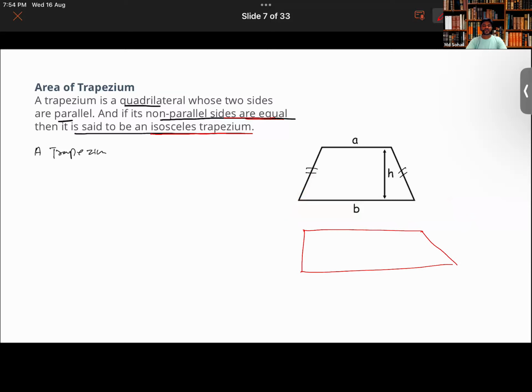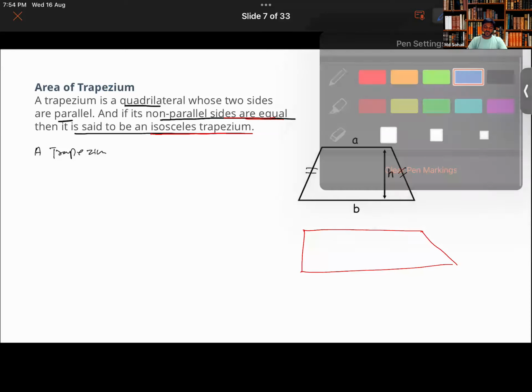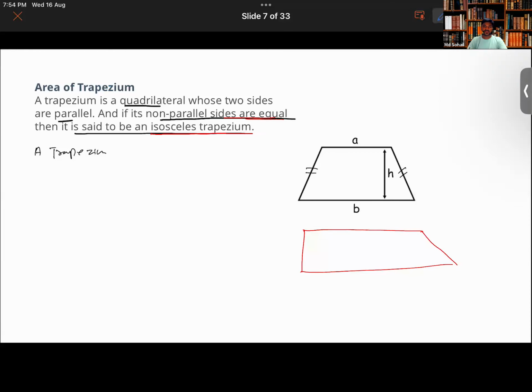One of the methods is that you will basically divide the trapezium into a rectangle and a triangle. So if the figure is like this, you can simply divide it into a rectangle and a triangle. You will find the area of this rectangle and the area of this triangle, and once you have found them, you can simply add them. To find the area of a triangle, the formula required is half into base into height.